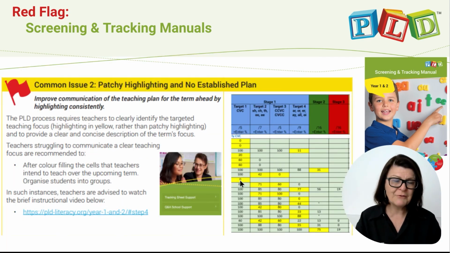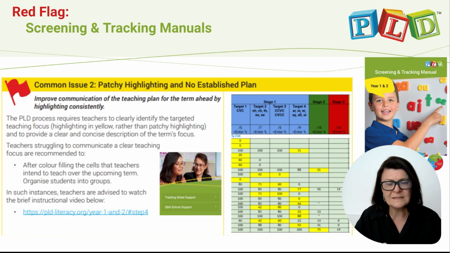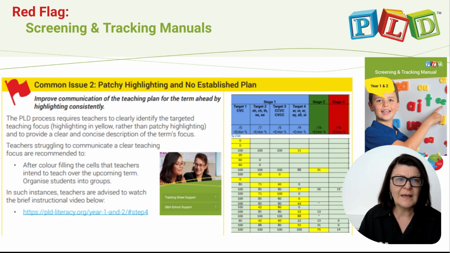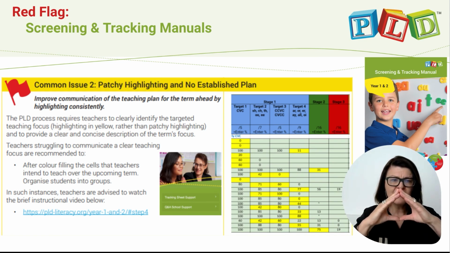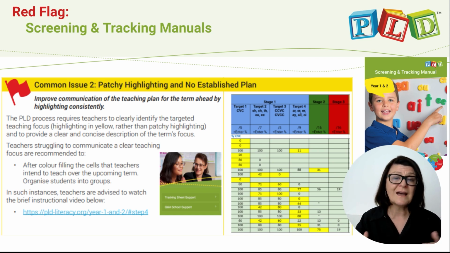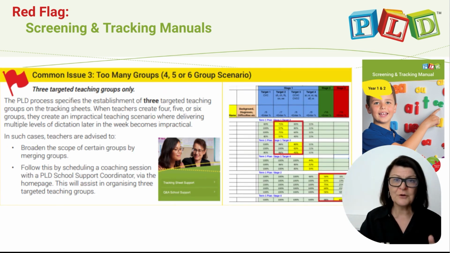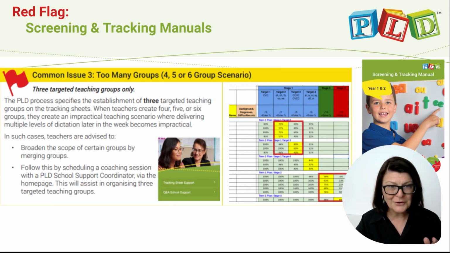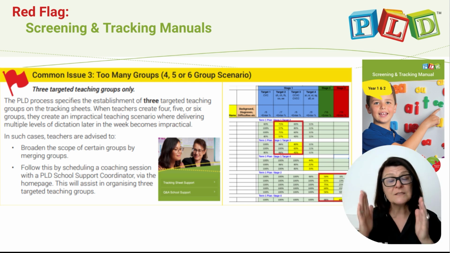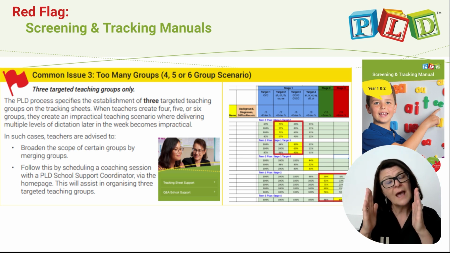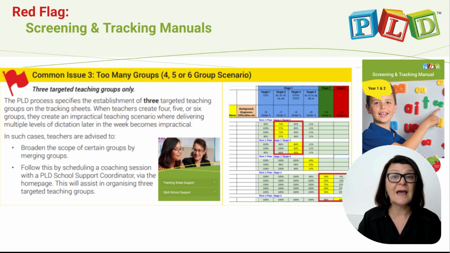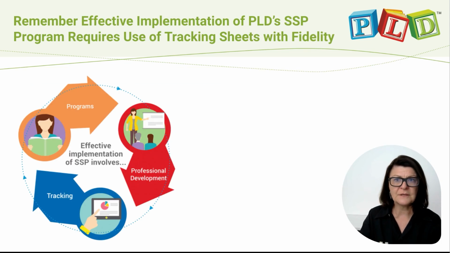All finished, here we go. I've entered my data, I've highlighted what I need to teach or intend to teach, but where's your teaching plan and where are your students being organised in those targeted teaching groups? Or yes, I have. I've highlighted, I've grouped, and I've got 6 groups. No, PLD is going to say you can't have 6 groups. That's quite a difficult situation to manage, but what we need to look at is some of those groups and widen the focus and then describe that focus.